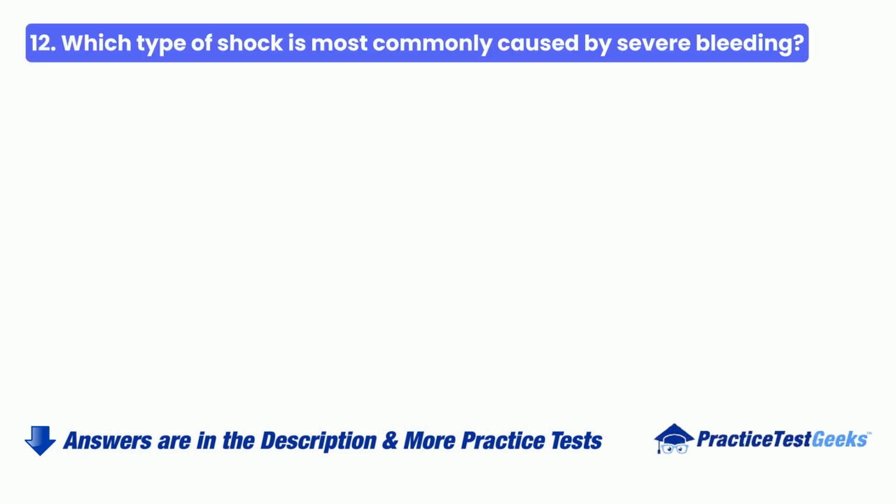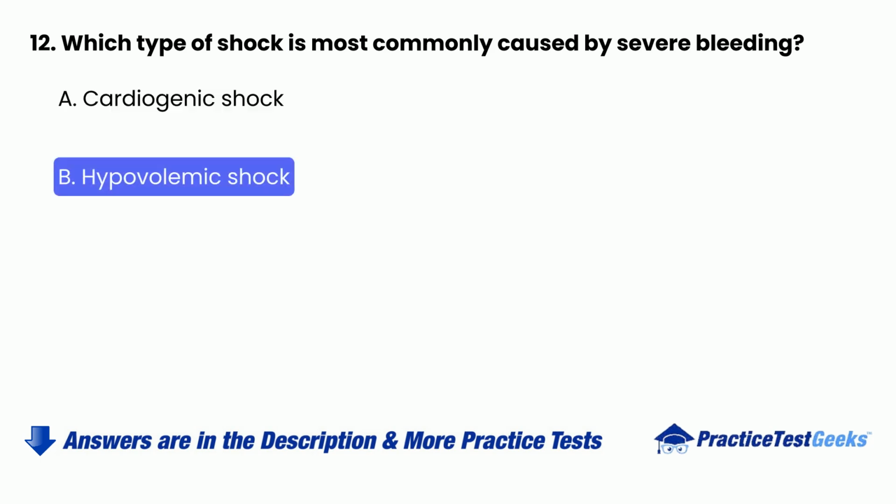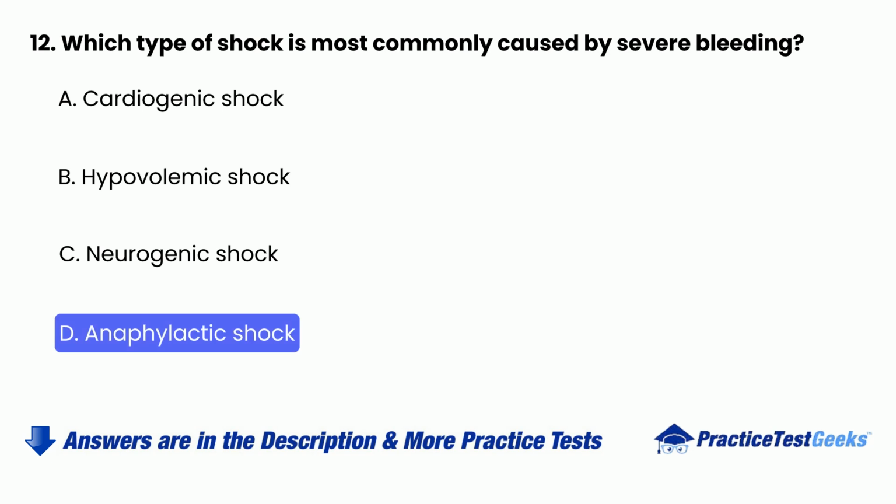12. Which type of shock is most commonly caused by severe bleeding? A. Cardiogenic shock. B. Hypovolemic shock. C. Neurogenic shock. D. Anaphylactic shock.